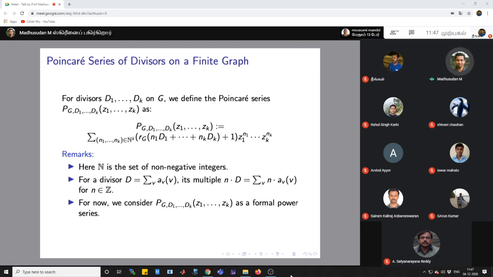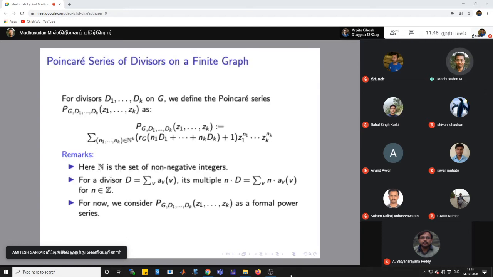So this is the way you can take multiples, and then you can add two divisors. Indeed, they are elements of a pre-abelian group, so you can add them, and so this makes sense. So this is the integral combination of divisors in the Poincare series formula. So this is the construction, and for now, just think of it as a formal power series. I'll come to convergence later.